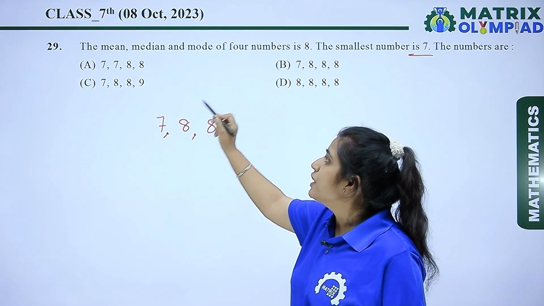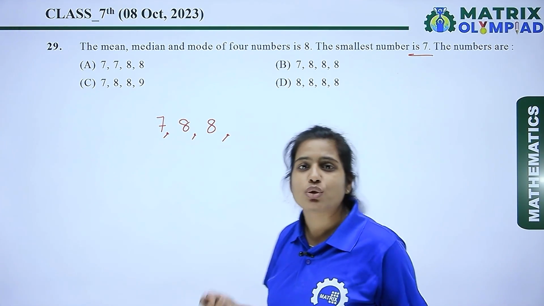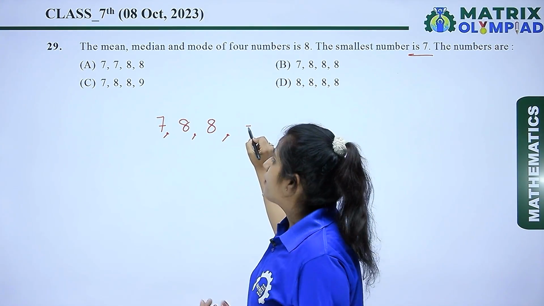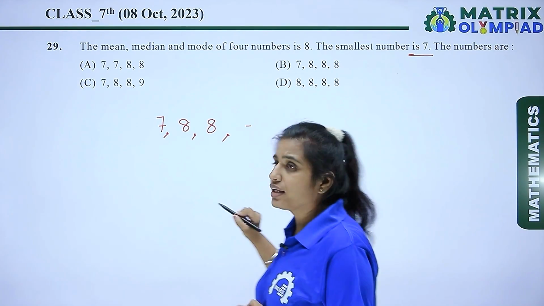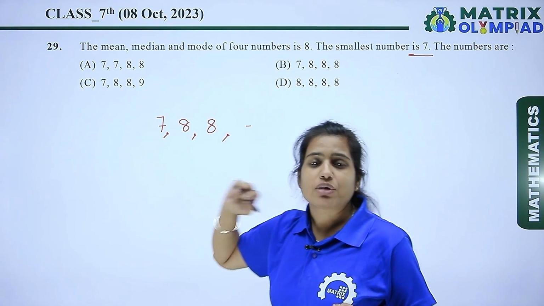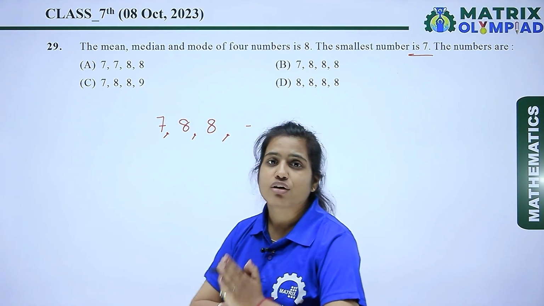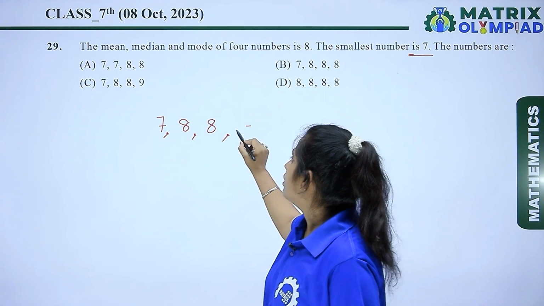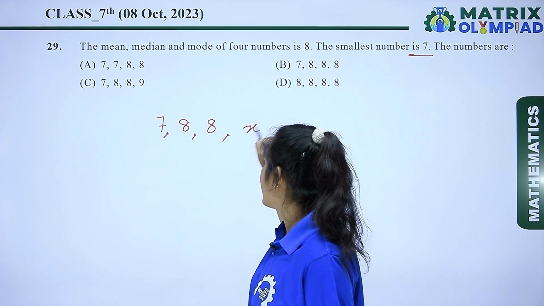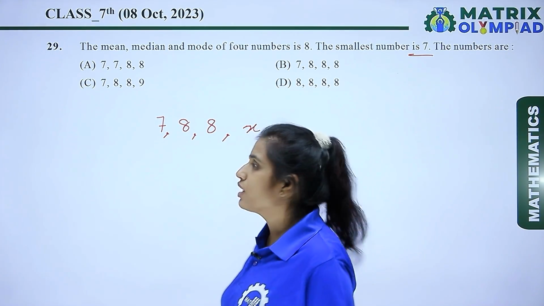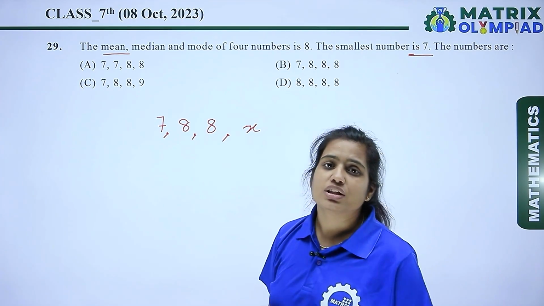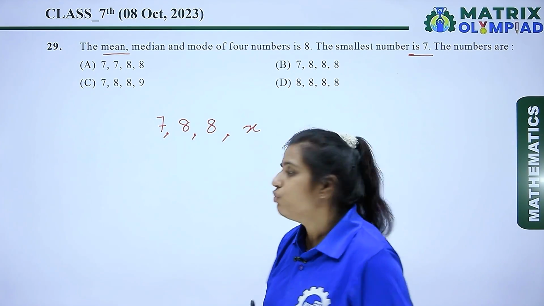Why? Because mean, median, mode ये तीनों क्या हैं? 8 है हमारे. तो mode और median आपको पता है क्या होता है? Mode is the highest frequency and median क्या होता है? The center of the number. Now here the fourth number is unknown to us. So let's take x as the fourth number. Now we have to find out the mean. With the help of this, we will get our fourth number.